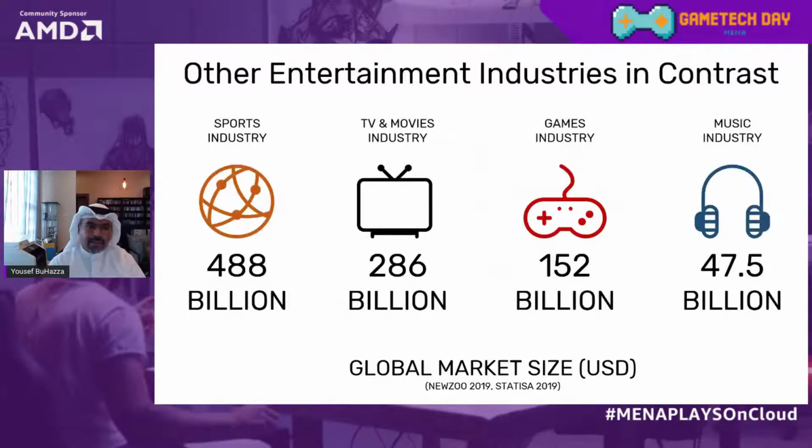In comparison, the sports industry is about 488 billion globally, according to Statista and Newzoo. The TV and movies industry is about 286 billion, and that includes streaming, film, TV shows, and other segments as part of the TV and movie industry. The games industry was valued at 152, but 159 now, and the music industry was valued at 47 billion back in 2019.